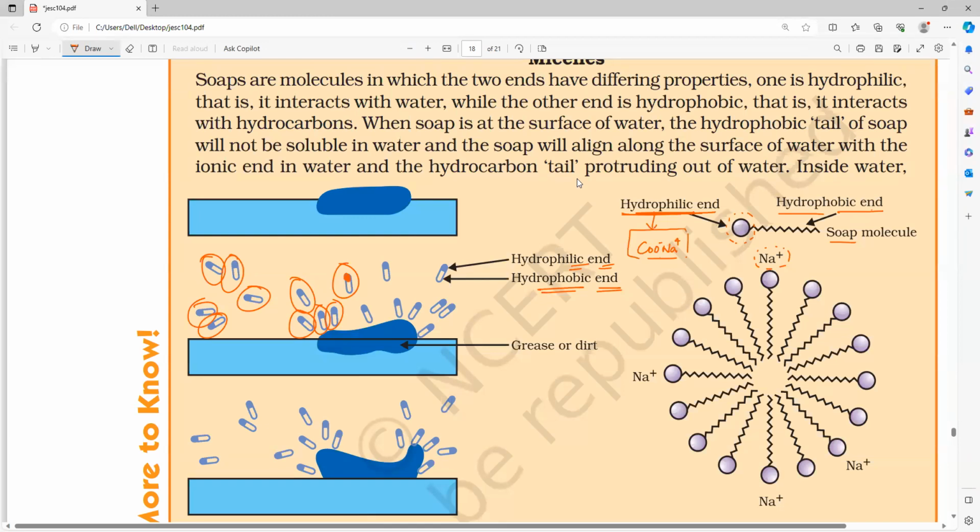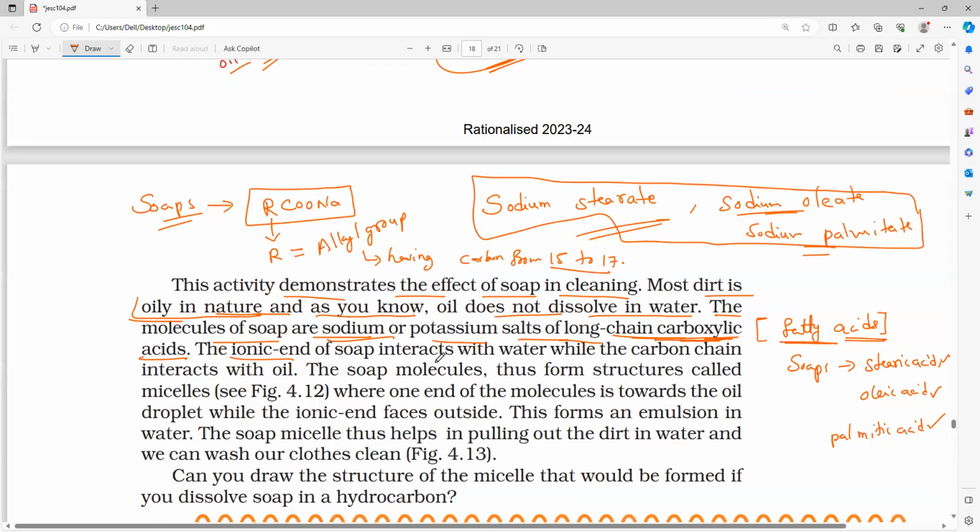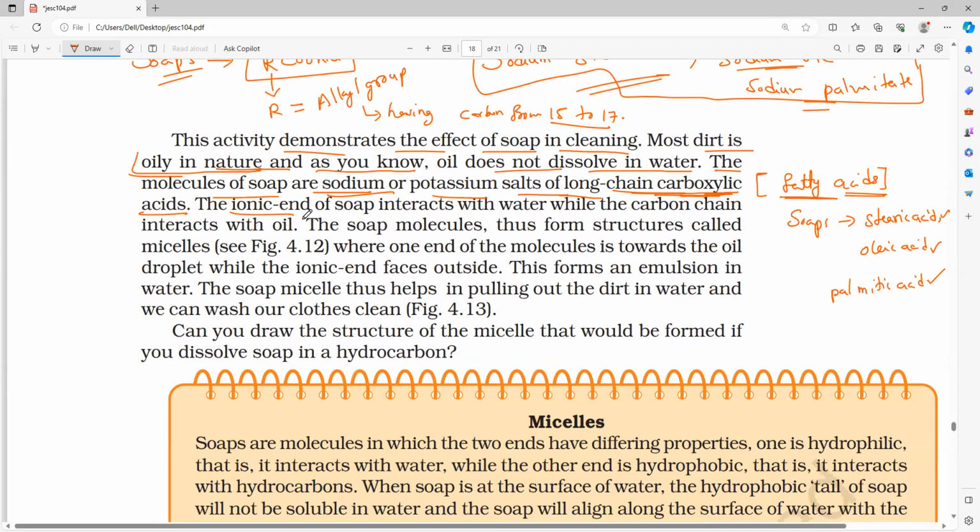It's water loving. And the hydrophobic end, that is what we can say the alkyl end, which is actually the tail part, which likes to bond with the dirt. So that is why you can see, you all notice it here. This is the most important paragraph. I'll explain it to you word to word. You have to observe.